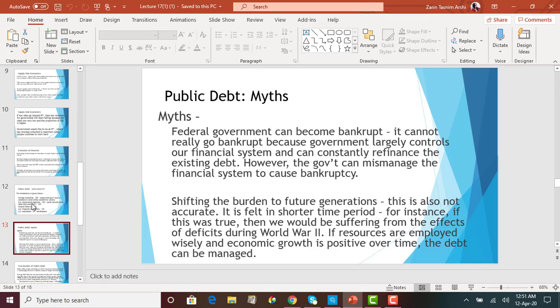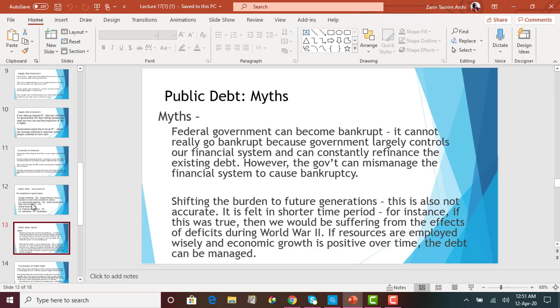bankrupt. Now there is another myth, or another false information out there about the public debt, and that is that too much public debt shifts burden to the future generation. You will probably hear this sometimes, if government has so much public debt, our future generation will suffer because of it. Now this is also not true.